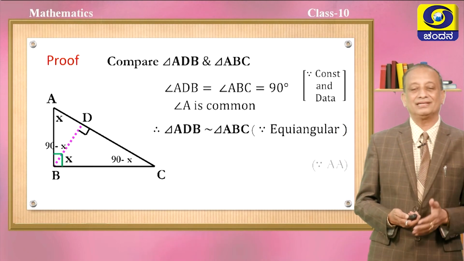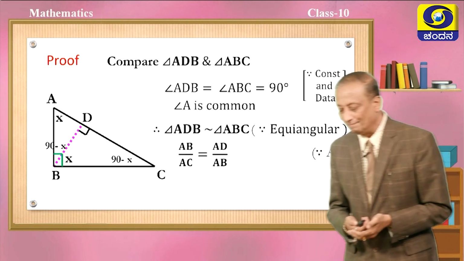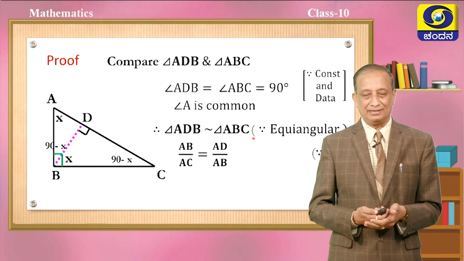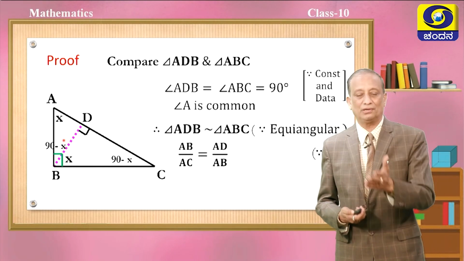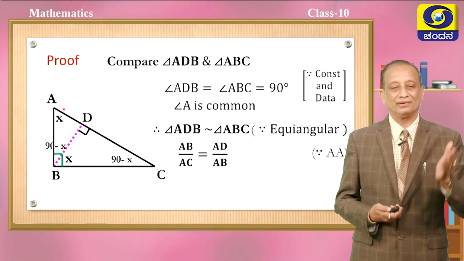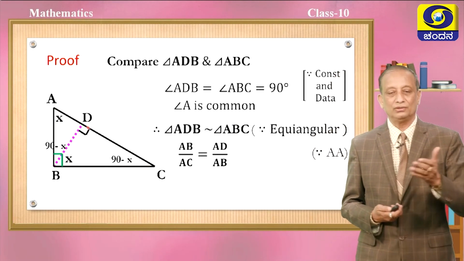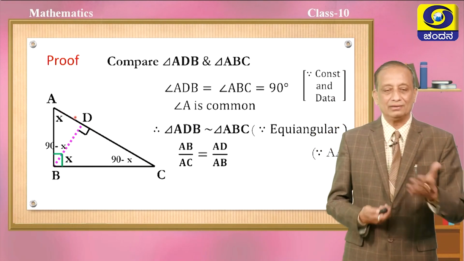When they are similar, why don't you apply the AA criterion, taking the corresponding parts of the similar triangles? So, the first is AB upon AC. What are AB and AC, children? AB is the hypotenuse for right angle triangle ADB, whereas AC is the hypotenuse for right angle triangle ABC. So, AB upon AC is equal to AD upon AB. Look at the figure, children.